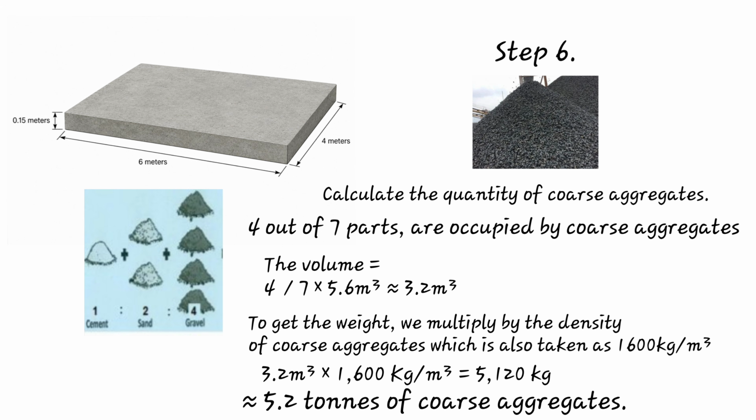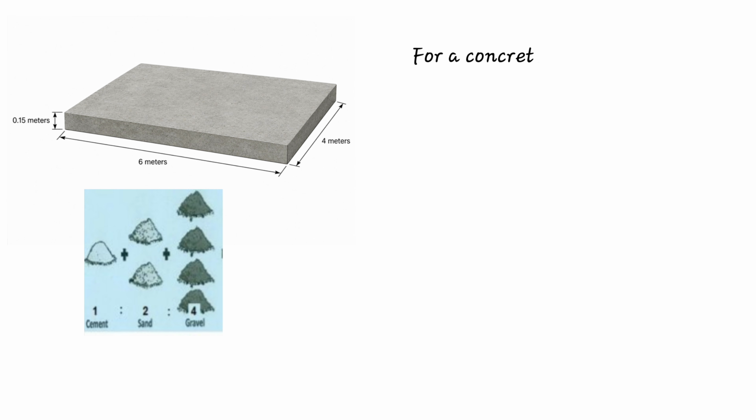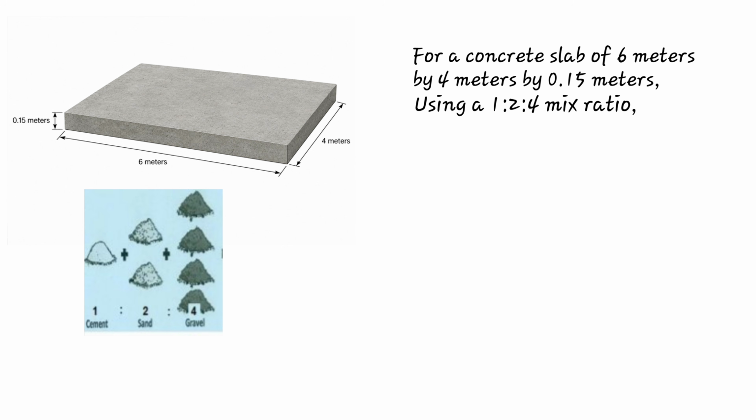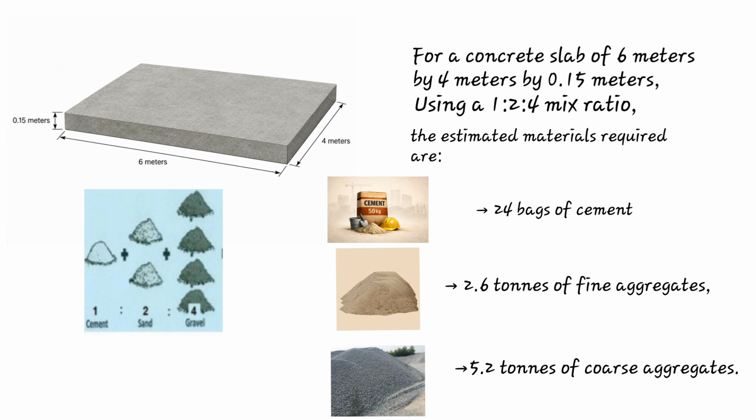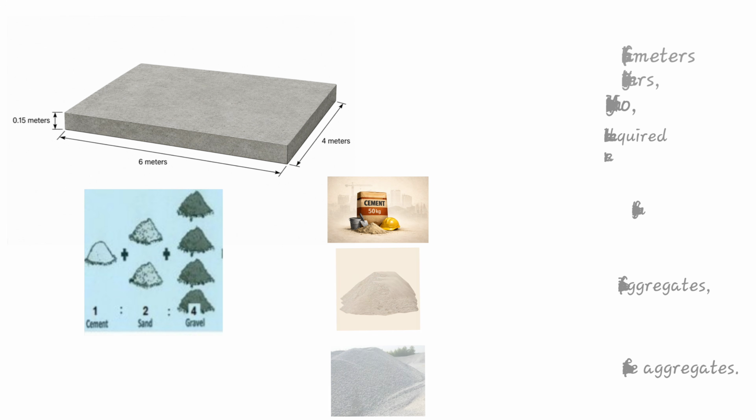For a concrete slab of 6 meters by 4 meters by 0.15 meters, using a 1:2:4 mix ratio, the estimated materials required are 24 bags of cement, 2.6 tons of fine aggregates, and 5.2 tons of coarse aggregates. And that is how to calculate the quantity of material for concrete.